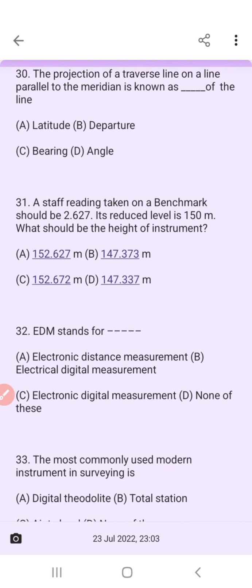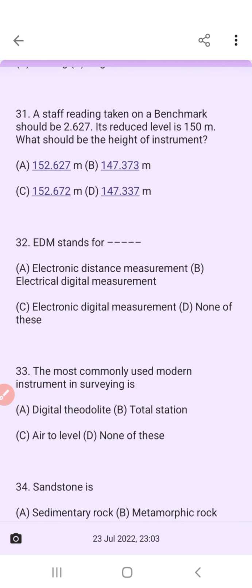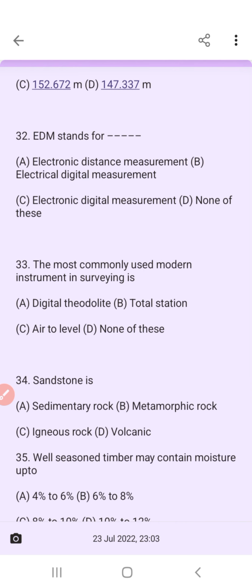EDM stands for electronic distance measurement. Our next question is, the most commonly used modern instrument in surveying is the total station.